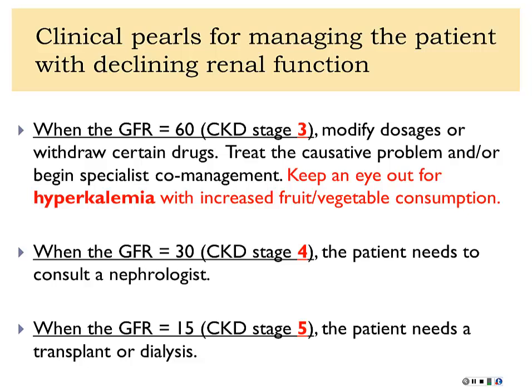So here are my summaries of clinical pearls for managing the patient with declining renal function. When the GFR is below 60, we call this CKD or chronic kidney disease stage 3. We have to modify doses or withdraw certain drugs. The goal here, of course, would be to treat the causative problem and/or begin specialist co-management.